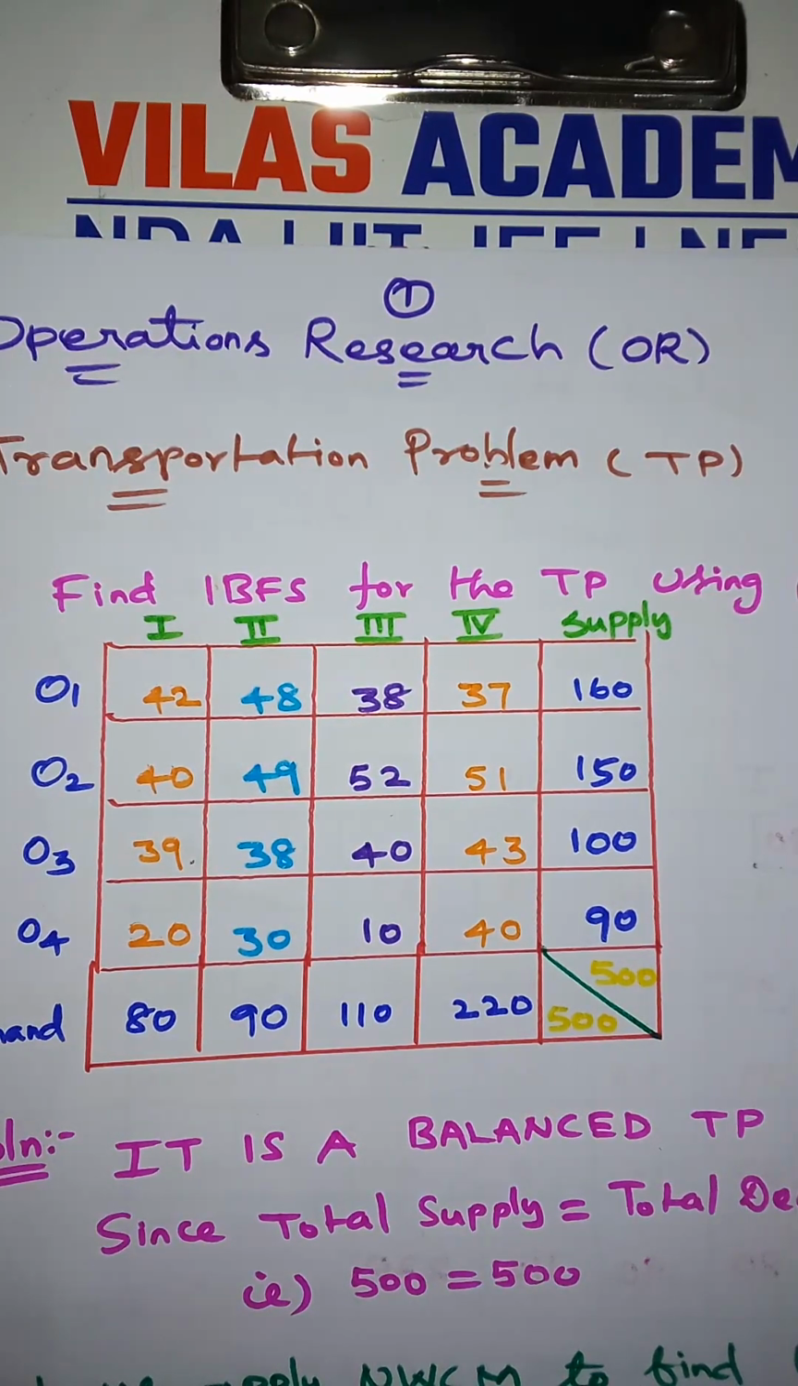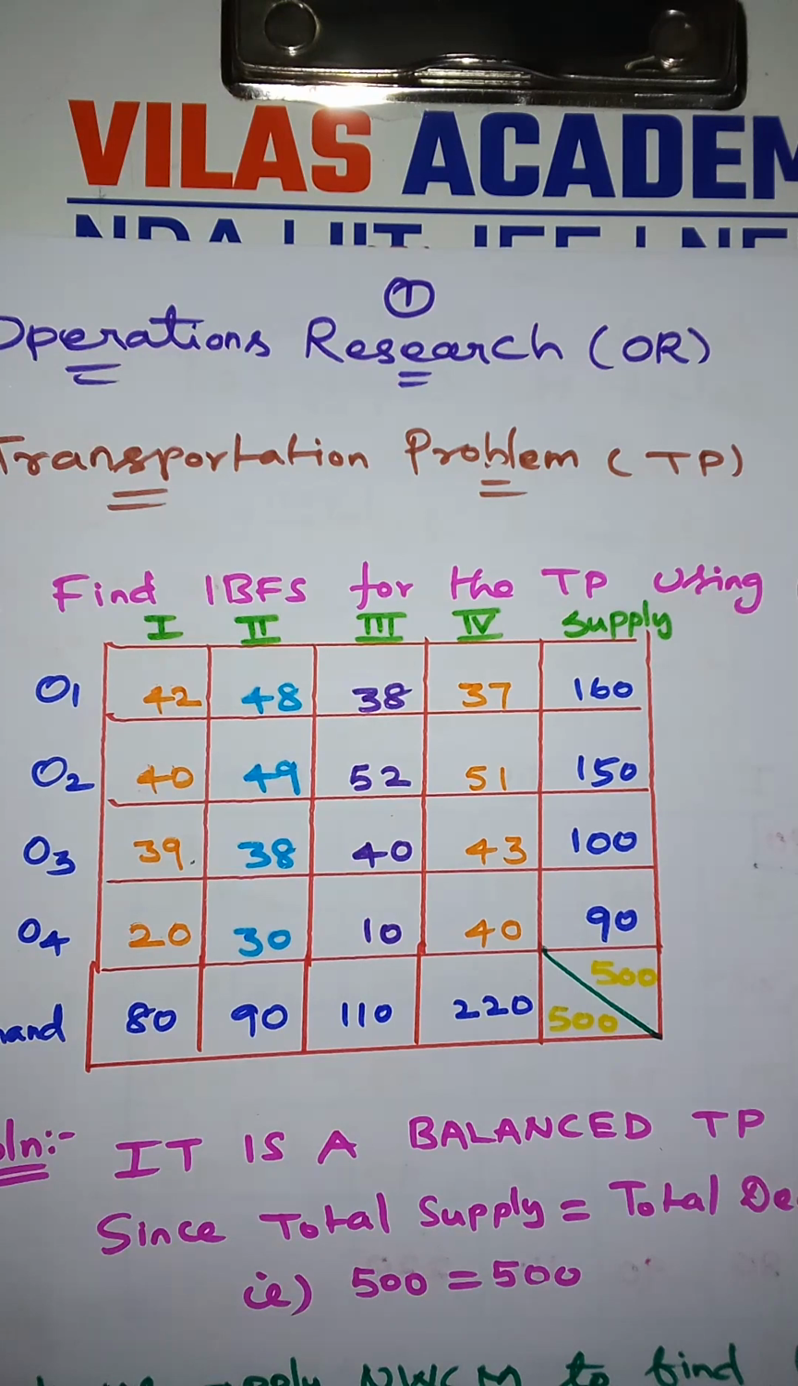So, easiest problem, easy to understand. Just spend a few more minutes and you will get more idea about the transportation problem and how to solve it using the northwest corner method. I have taken one problem here. You see the problem.